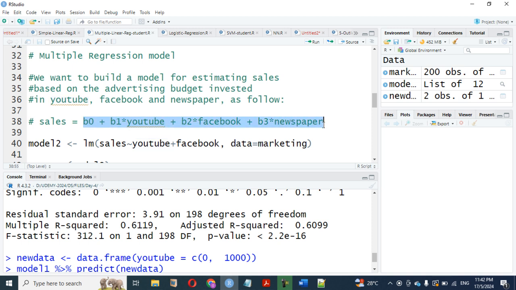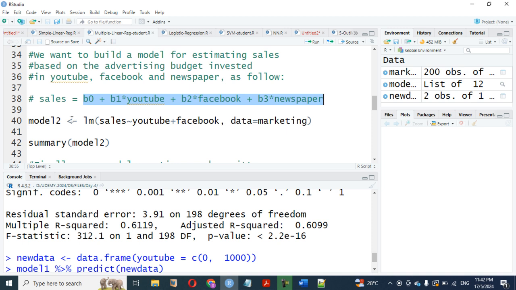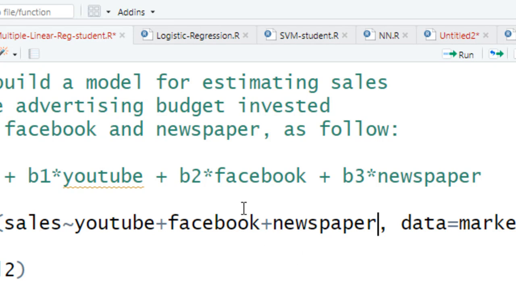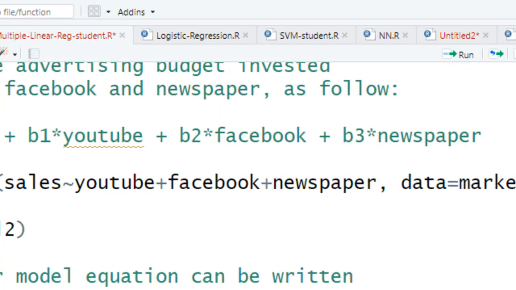Okay, our linear equation. So we call it model 2 now. This is model 2. We use our linear model, lm, with sales on the y-axis. Now you pass youtube plus facebook plus newspaper. All right, so we have 3. If you run this model, our data is still marketing. So don't forget, run this model. We summarize the model.